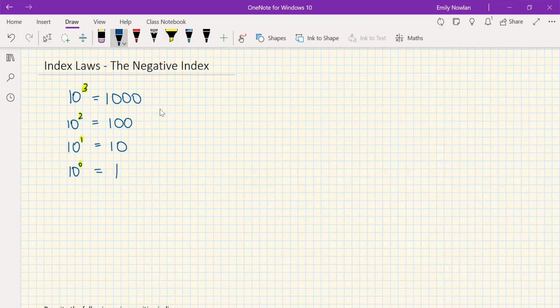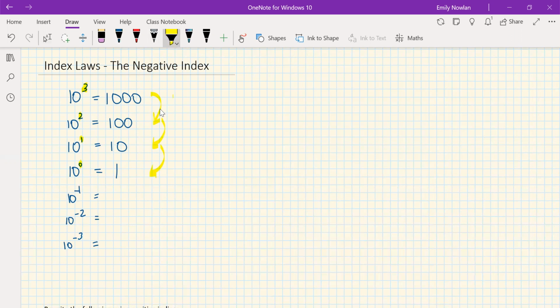So following that pattern, my next power would be 10 to the minus 1. Then it will be 10 to the minus 2 and 10 to the minus 3. Now, what happens here when we've gone from 1,000 to 100? How did I go from 1,000 to 100? And how did I go from 100 to 10? And how did I go from 10 to 1? Well, what's happening every time?